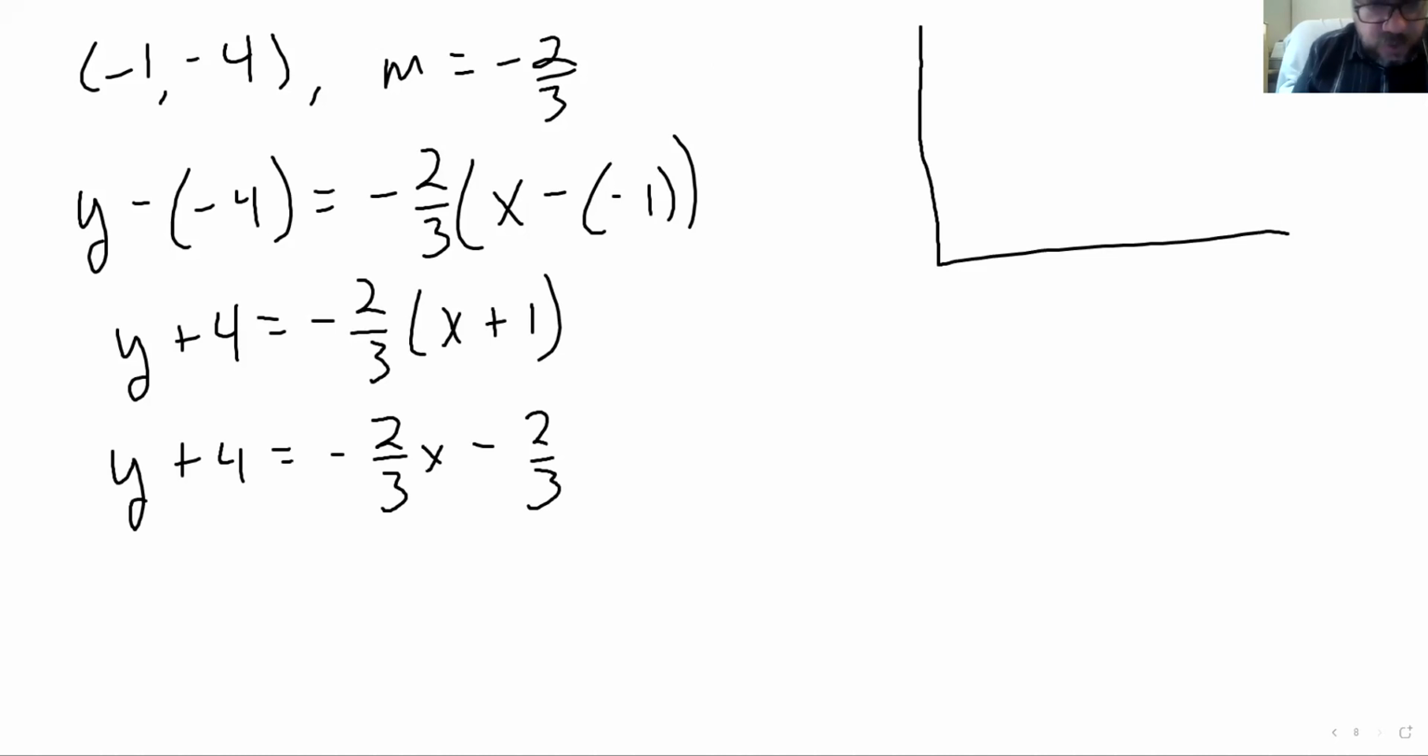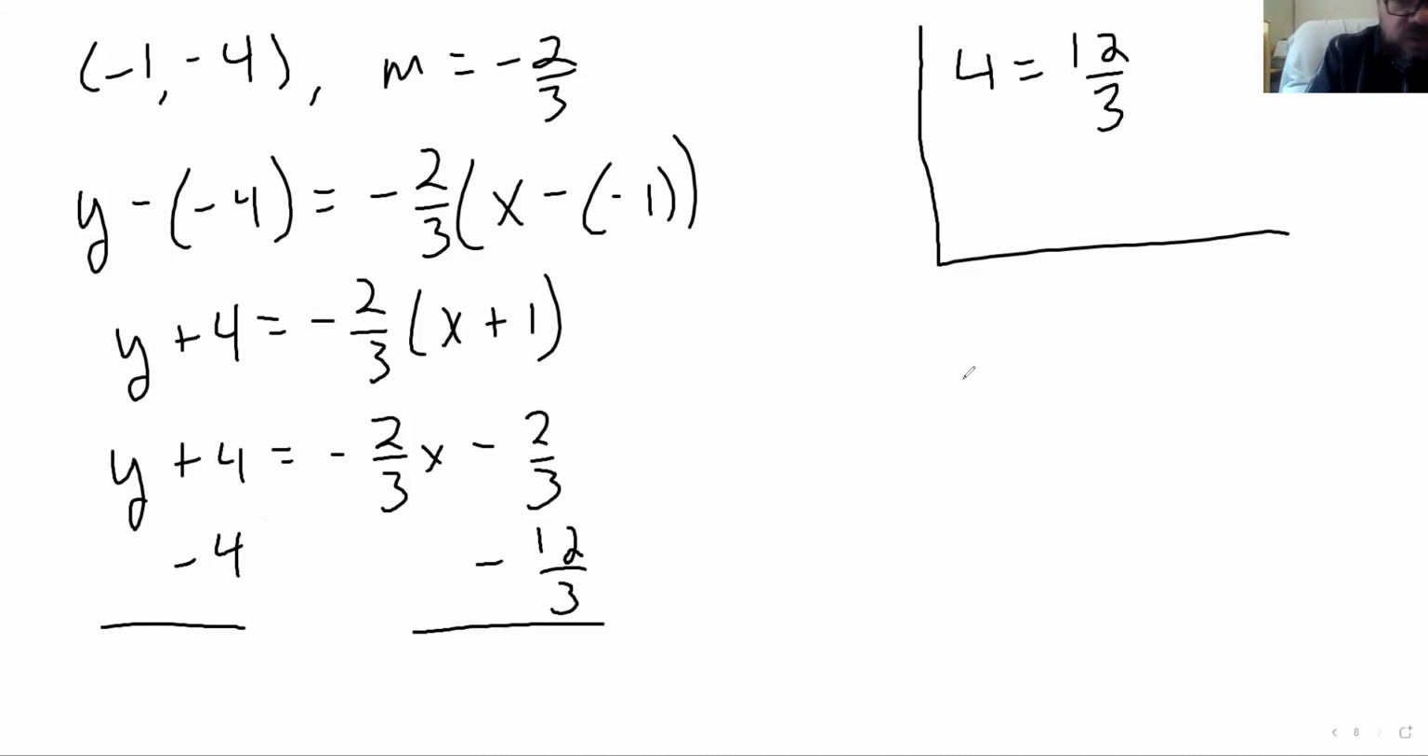So when I subtract this 4, I'm going to need to do it in thirds, right? So I need a common denominator of 3 here, and the common denominator here is 1. So 4 is going to be the same thing as 12 over 3. And so that's the thing I'm going to be subtracting. So minus 4 minus 12 over 3, and of course those are equal. So I end up with y equals minus 2/3 x minus 14 over 3. That's my line. A little bit messy looking, but that's fine.